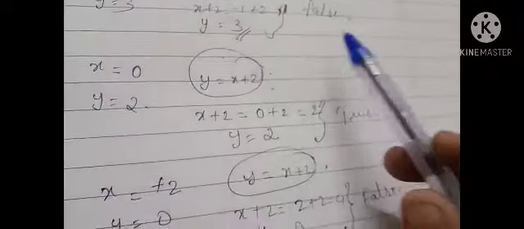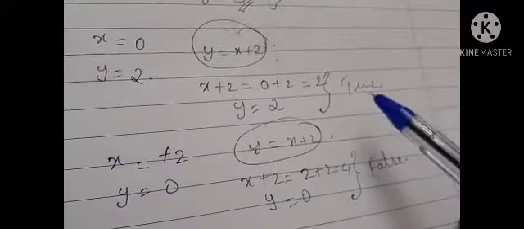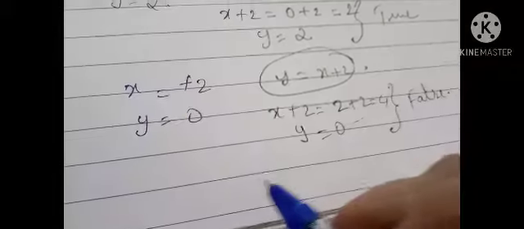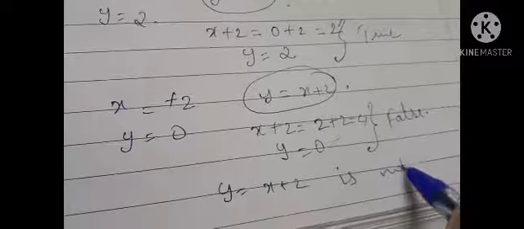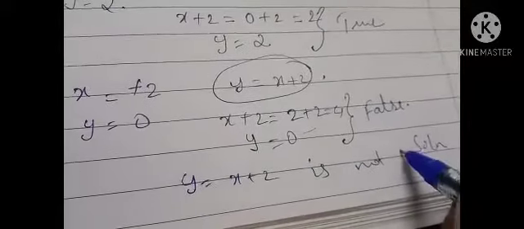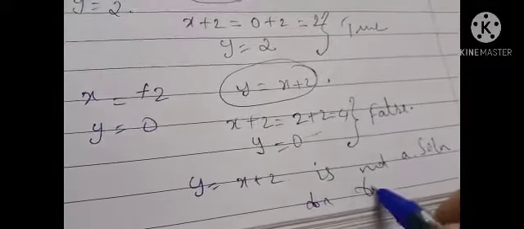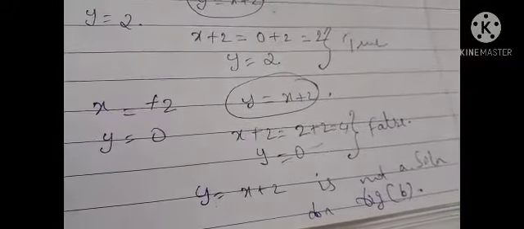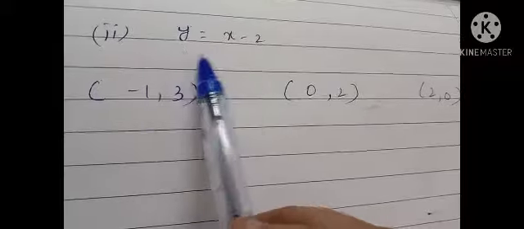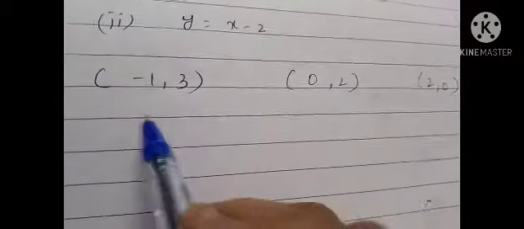Here out of 3, 2 are false, only 1 is true. So what we can conclude? y equal x plus 2 is not a solution for the figure B. The next choice is given as y equal x minus 2. So here we have to check that by each solution given.